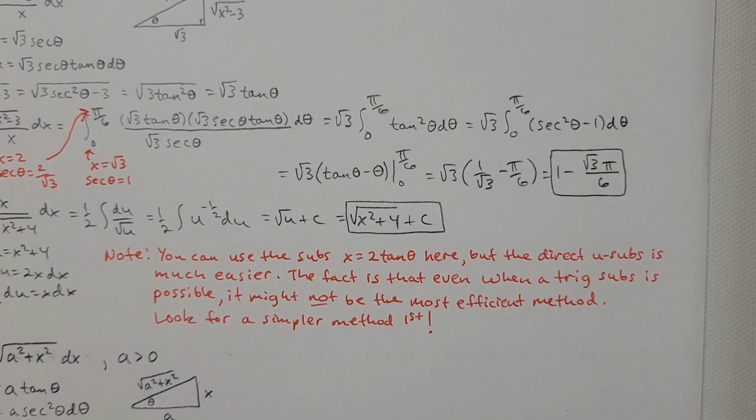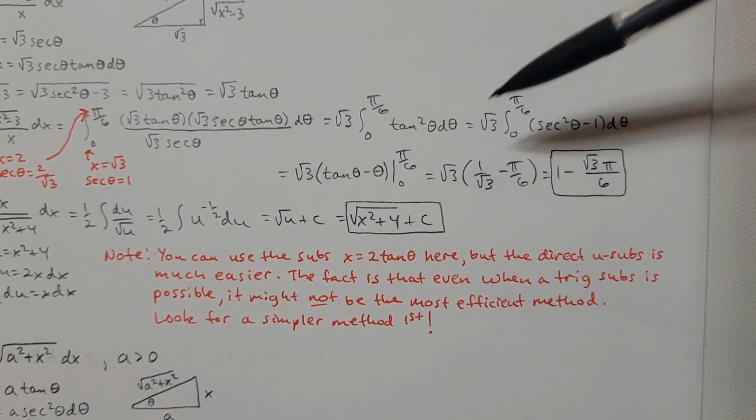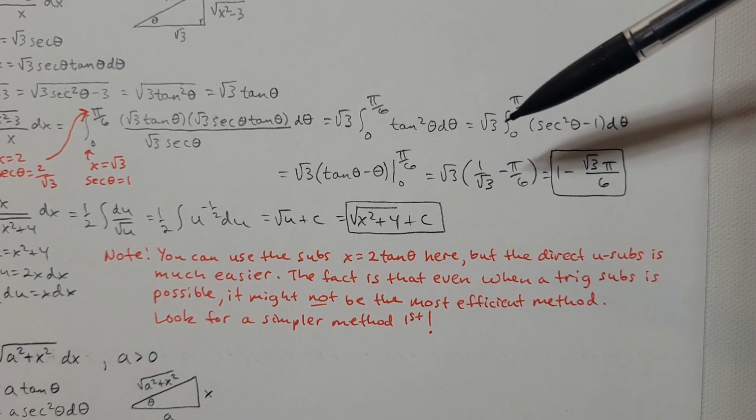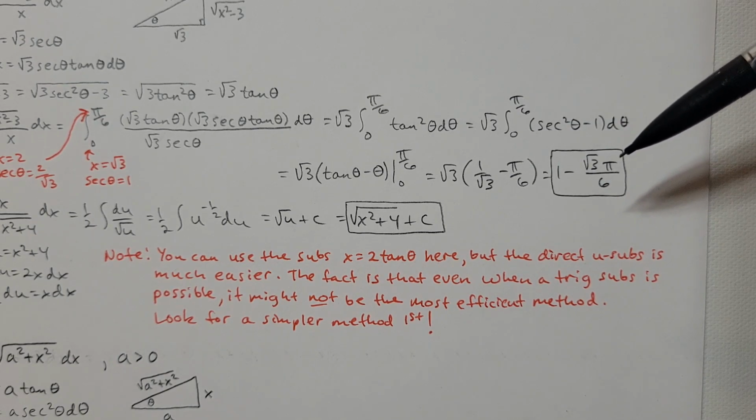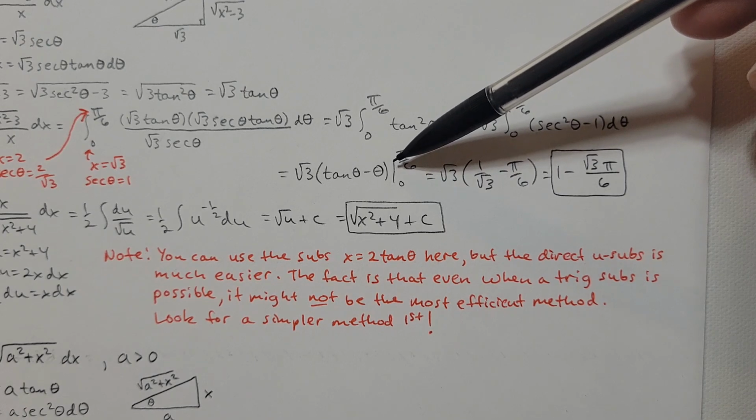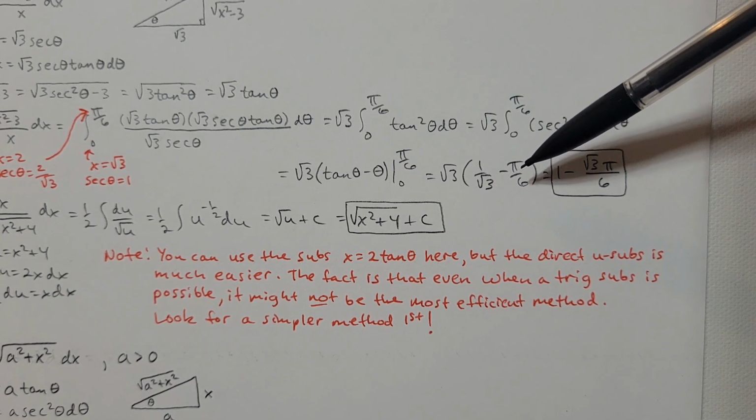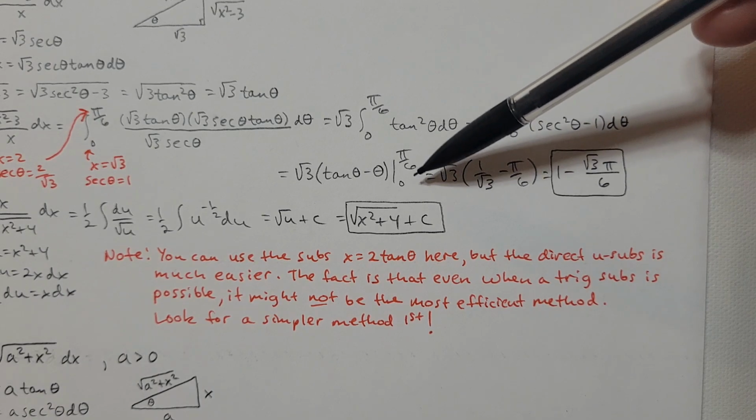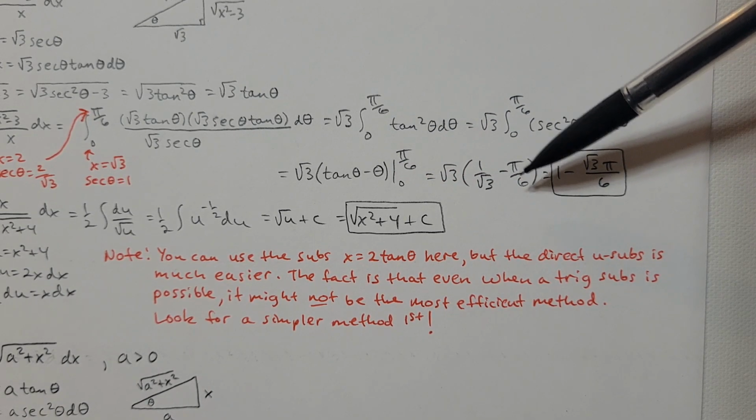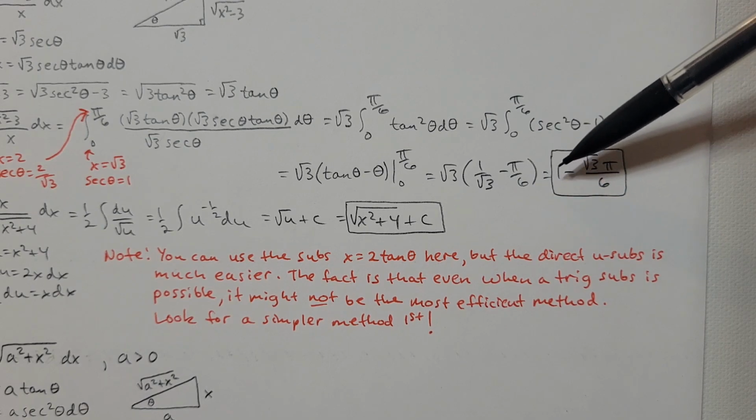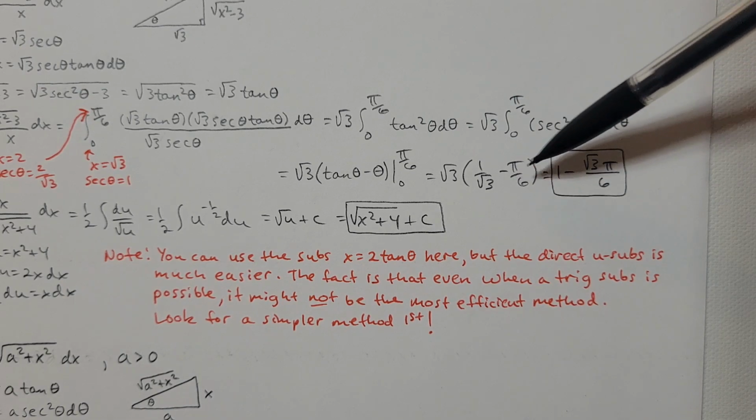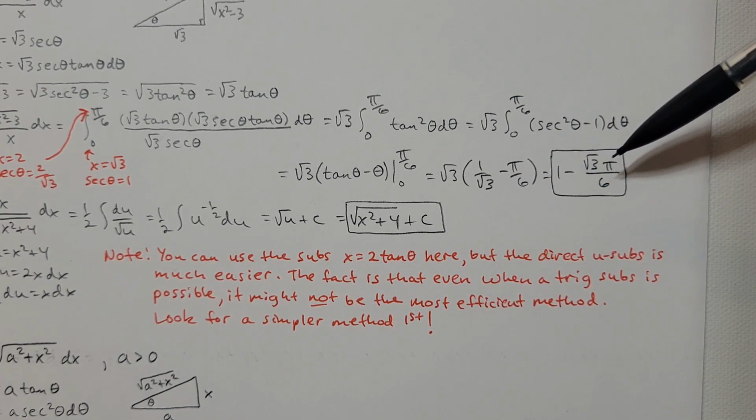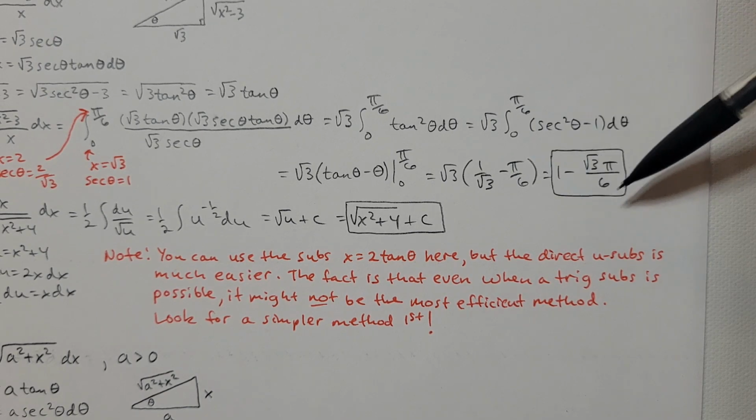Okay, so let's see. I plug in the upper bound first, lower bound second. So tangent of pi over 6 is 1 over root 3, opposite over adjacent, minus theta is pi over 6. And then minus, when I plug in 0, tangent of 0 is 0, and then minus 0, so I'll be subtracting 0 there. And I guess the last thing I did was distribute the root 3 into these two terms. So 1 minus root 3 times pi over 6, that'd be the exact answer.